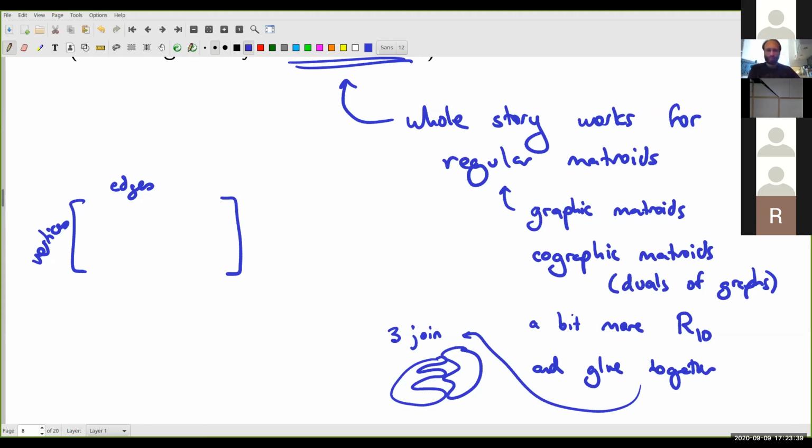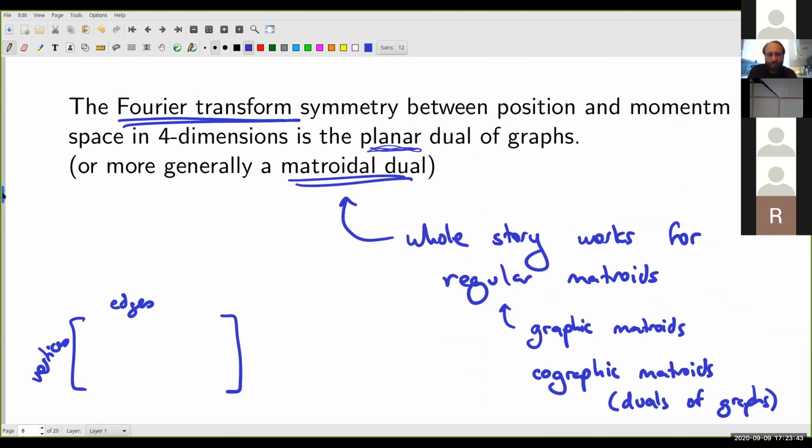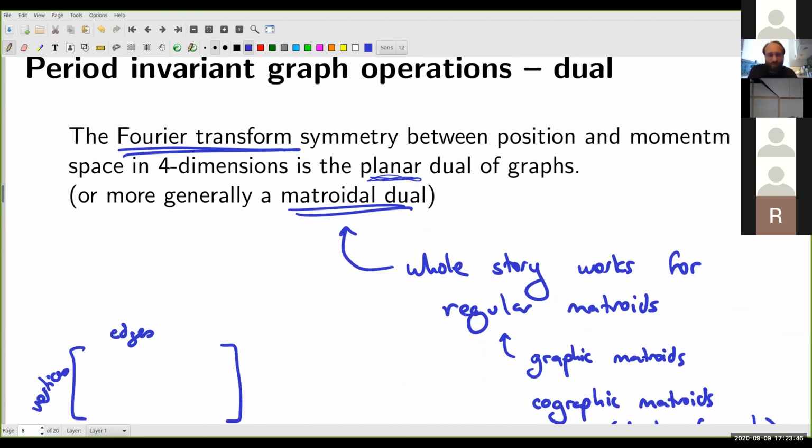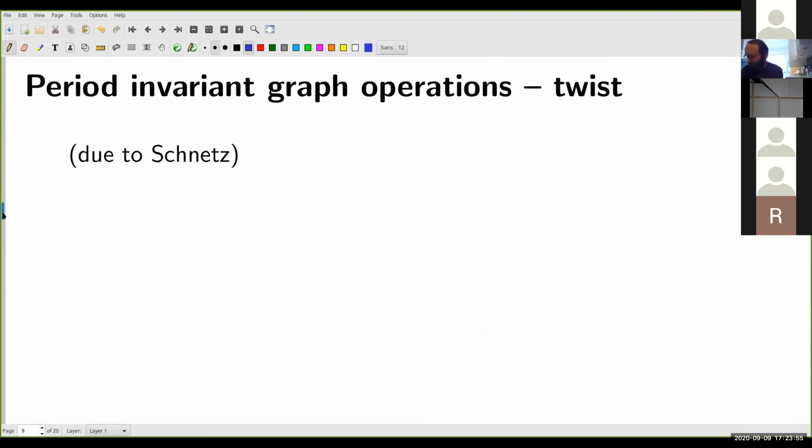All right, so that's not so much to the point, but it explains at a mathematical level why you're actually just fine doing your Fourier symmetry, even outside of the world of planarity. And you should be, because really this should all be a matroidal story. Okay, you're like, I don't care.